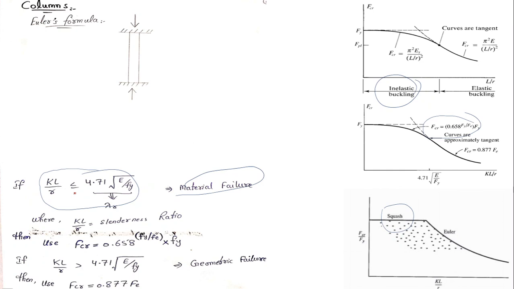Next, KL by r may be greater than 4.71 root E by Fy. It means it would be a geometric failure. It would be Euler failure. I'll be using the Euler equation, which is this or this. It means it's elastic buckling. So this is the second mode of failure. In black I have the first mode of failure, that is material failure, and this is geometric or buckling failure.